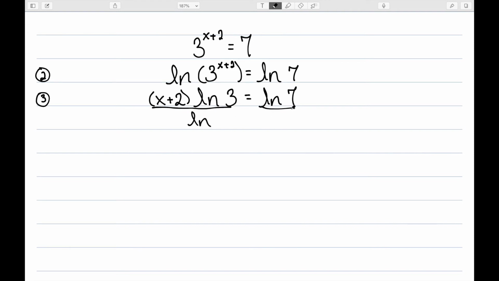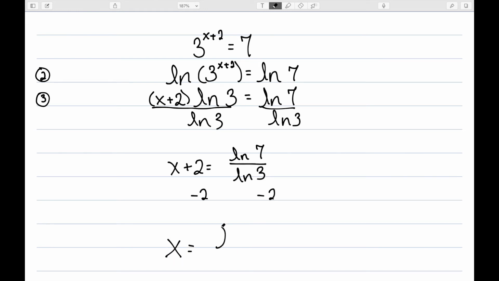I can divide both sides by ln of 3. That gives me x plus 2 is equal to ln of 7 divided by ln of 3. I can subtract 2 from both sides and I have my solution: ln 7 over ln 3 minus 2. And we could type this into a calculator and get an approximation as well.